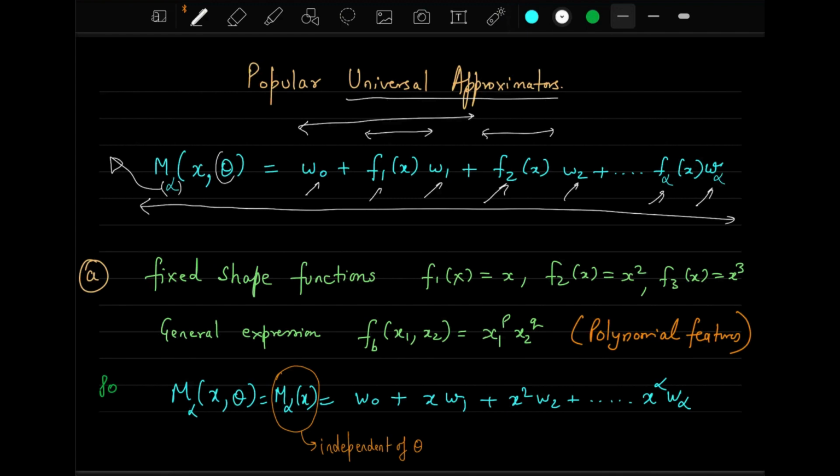Whereas this theta, though I have written it over here, is actually embedded in this f1 x, and this theta is embedded in this f2 x also.